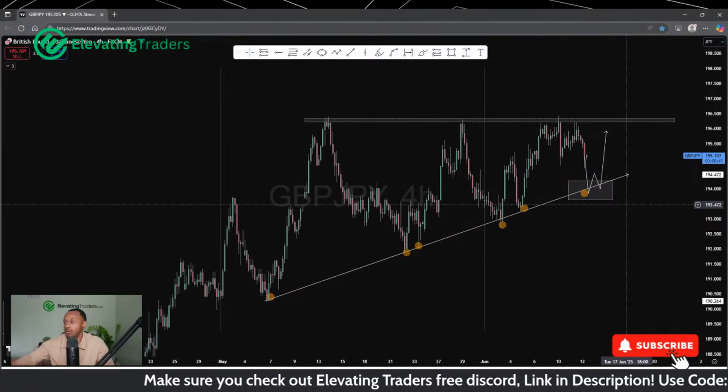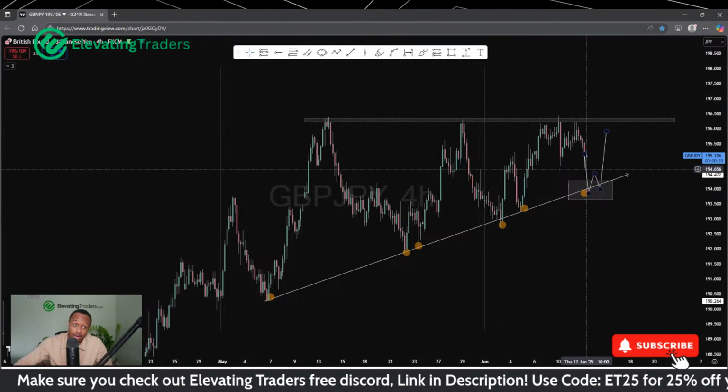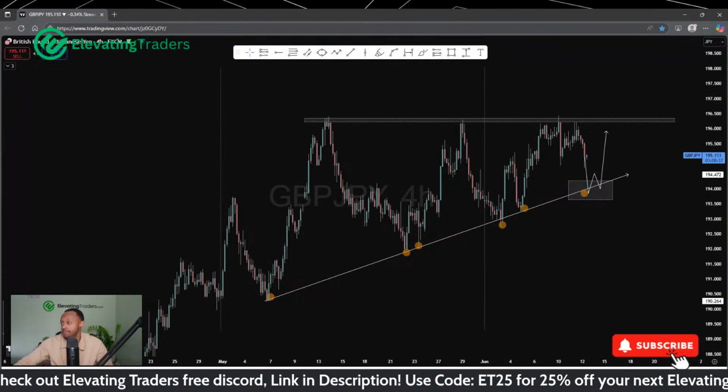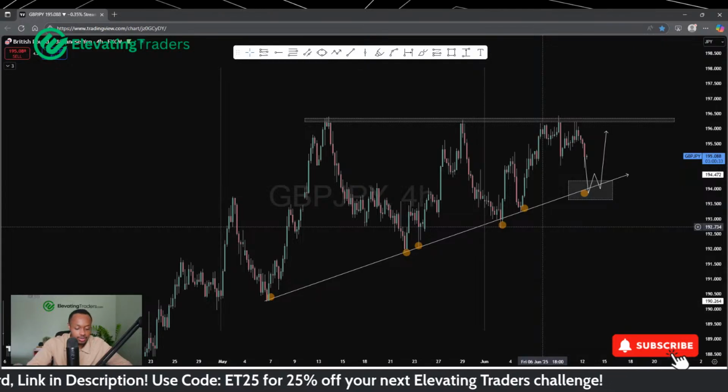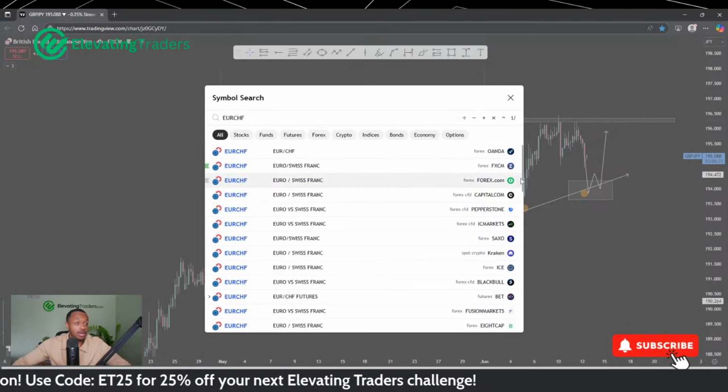So yeah, not quite ready yet with a bias with pound yen, but that's kind of the levels I'm looking at. Euro CHF, Tamil, let's take a look. So yeah, CHF pair sold off.